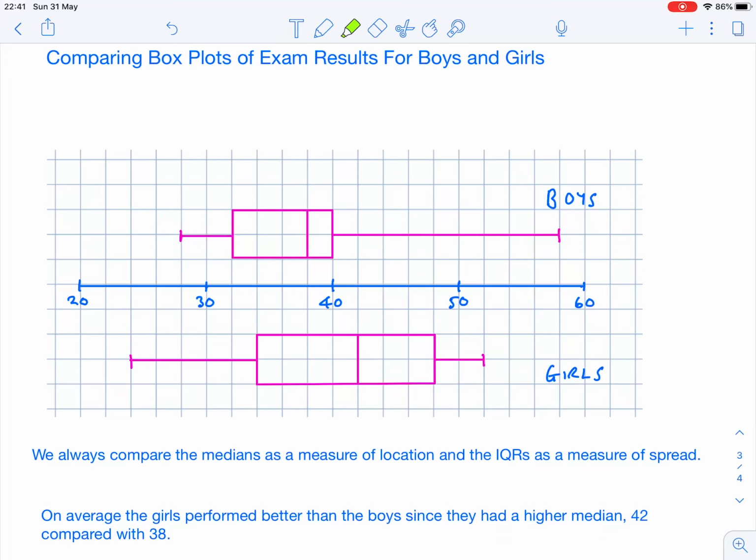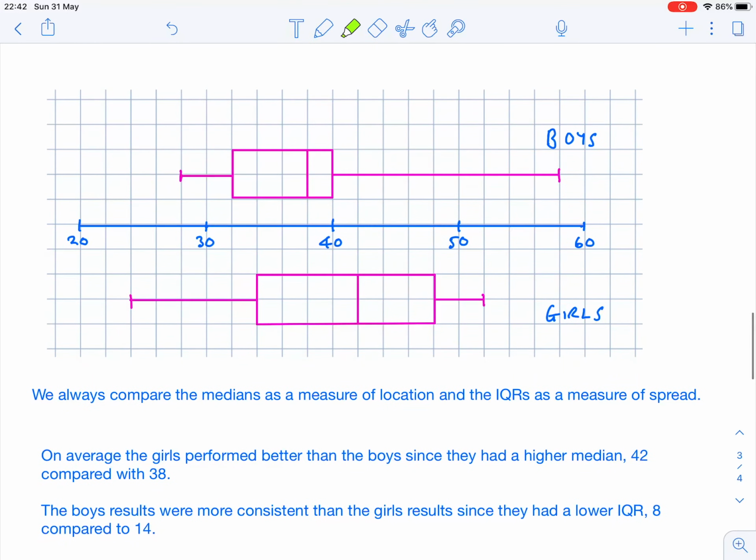So forget about the range, because the range is distorted if you have one big value or one small value. The interquartile range looks at the middle 50% and gives you a much more sophisticated idea of how spread out the data is. So what do we say? Well, we want 2 comparisons every time. First of all, we look at the average, and it's absolutely vital that you start this with saying on average. On average, the girls perform better than the boys, since they had a higher median, 42 compared with 38.